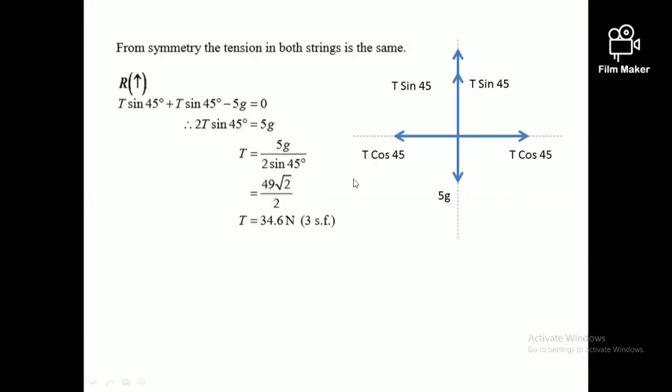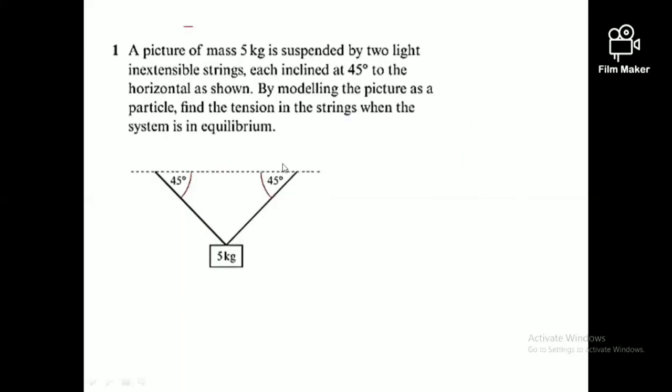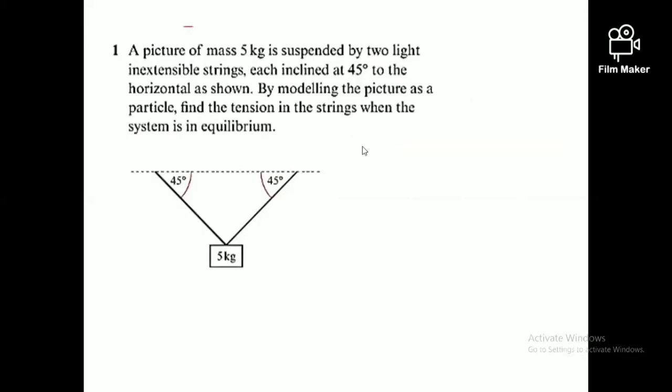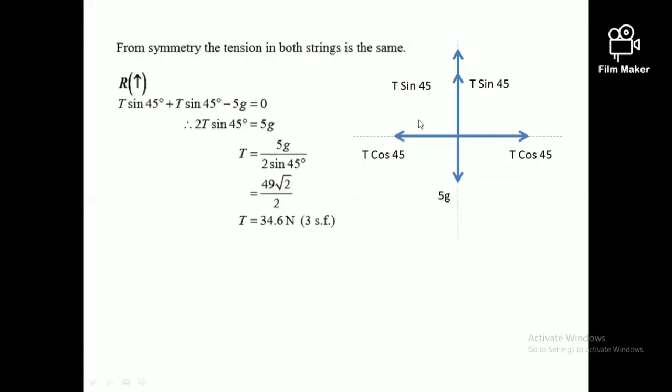Then if you get the components, how do you get the component over here? If this angle is 45, this angle is also 45. Therefore, you can mark the tension over here as T cos 45 and T sin 45. Here, T cos 45 and T sin 45. In the same way, for this tension you can mark T cos 45 and T sin 45.